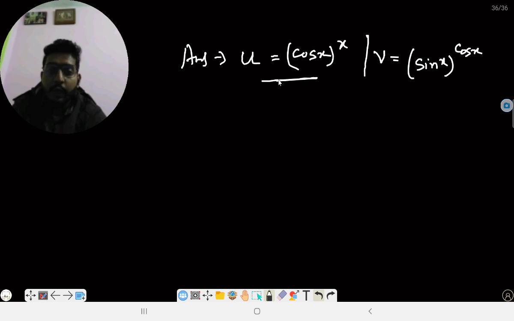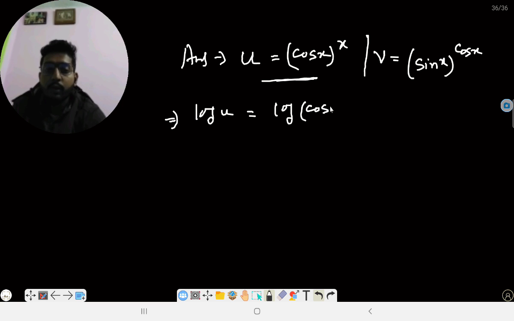Now here we have to differentiate separately. So first, u equals cos x to the power x, variable to the power variable. How to solve this? You have to take logarithm on both sides, that will be log u equals log of cos x to the power x. Now again using the property of log, the power is x, so that will be x log of cos x, and on the LHS it will be log u.